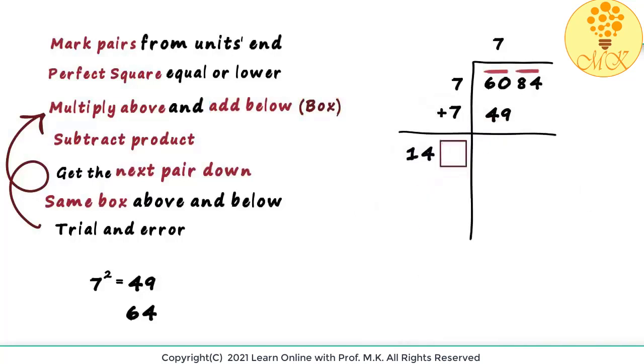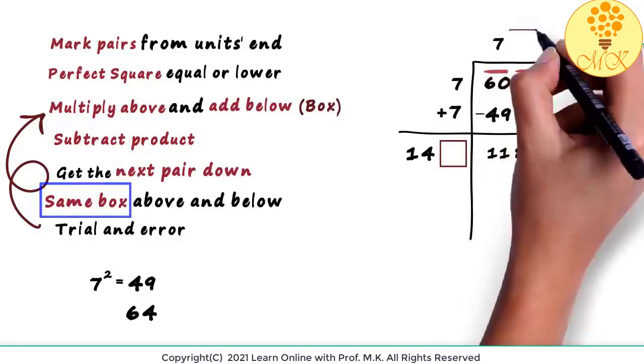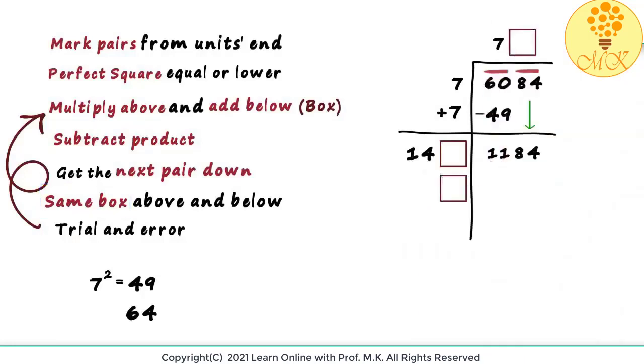Next, we follow 3 simple steps. Subtract product. 60 minus 49 gives us 11. Then we get the next pair, which is 84, down. Then we draw the same box above and below. And at last, we reach our favorite step, finding the digit in these boxes by trial and error.